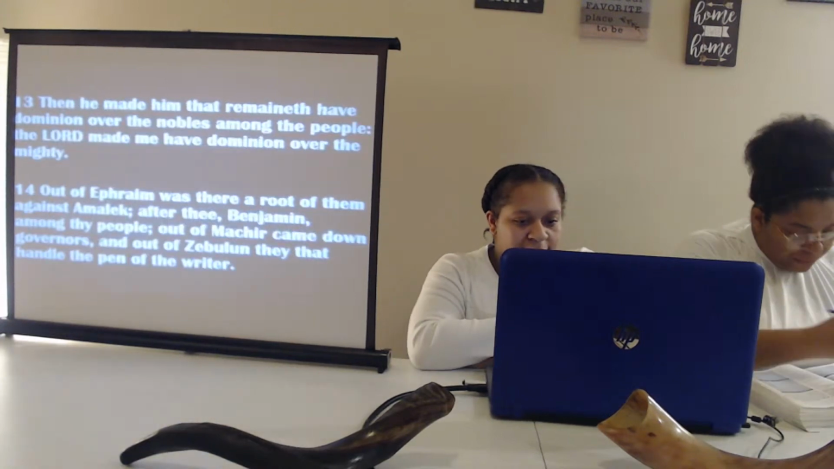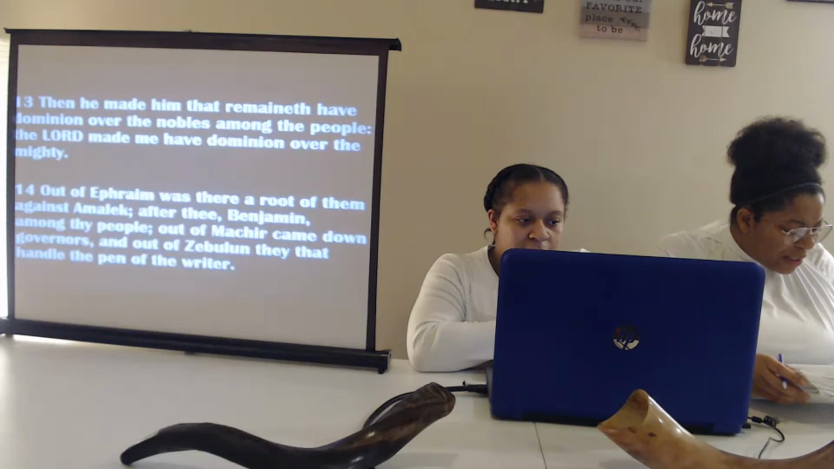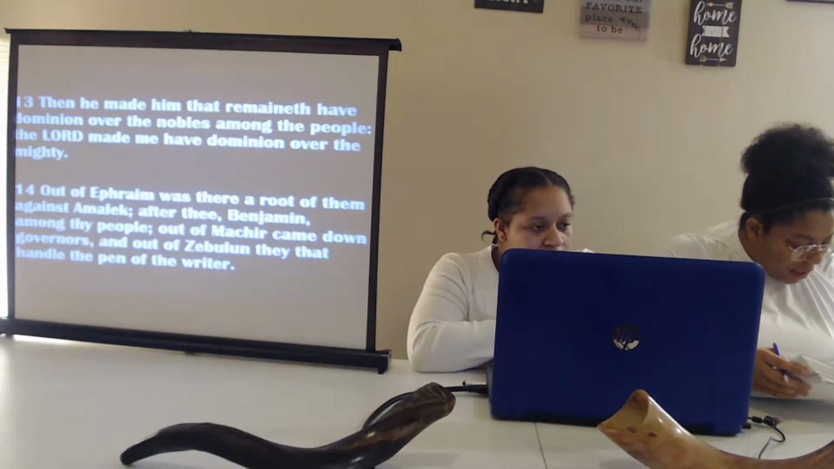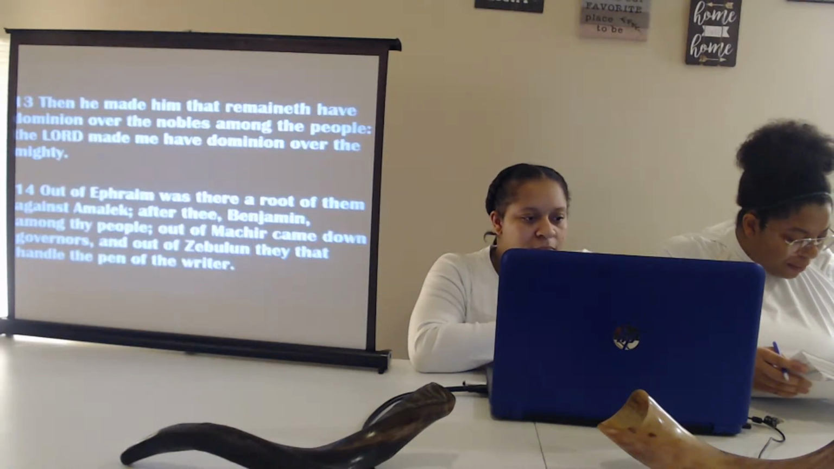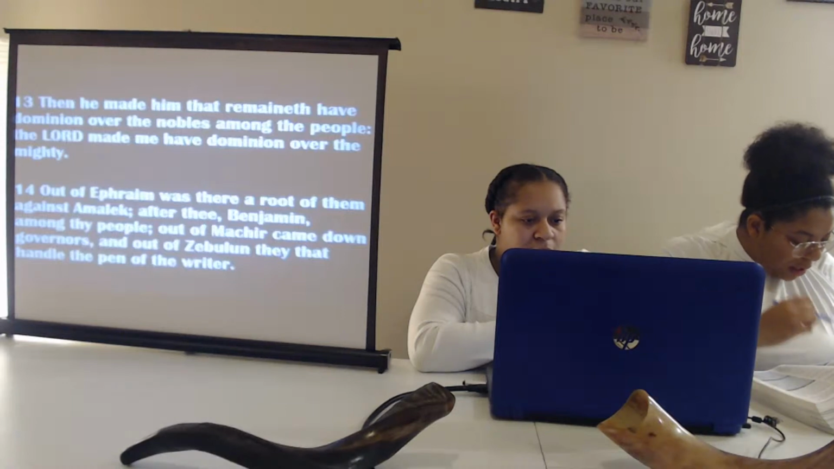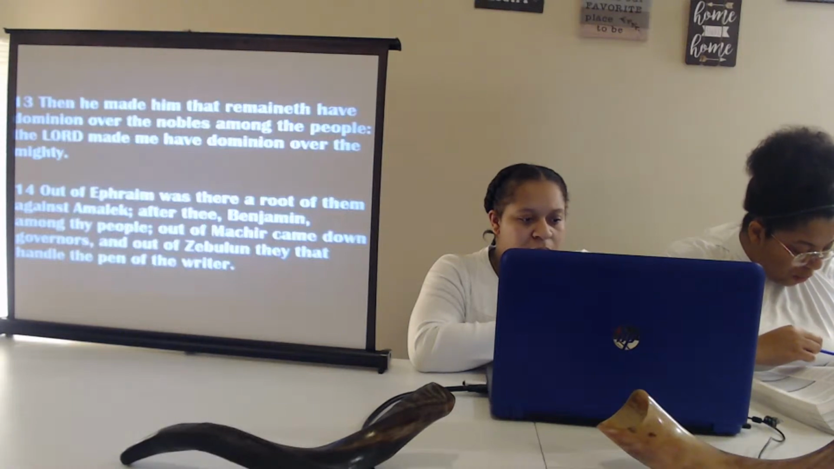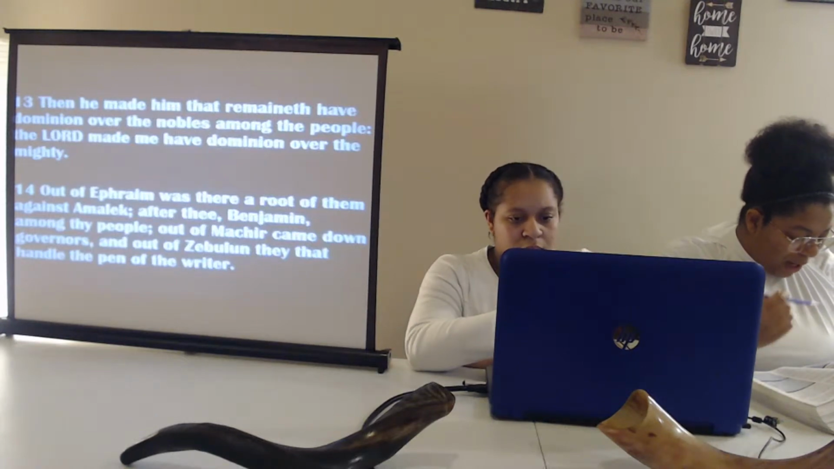Verse 13. Then he made him that remaineth have dominion over the nobles among the people. The Lord made me have dominion over the mighty. Out of Ephraim was there a root of them against Amalek. After thee, Benjamin, among thy people. Out of Machar came down governors, and out of Zebulun, they that handled the pen of the writer.